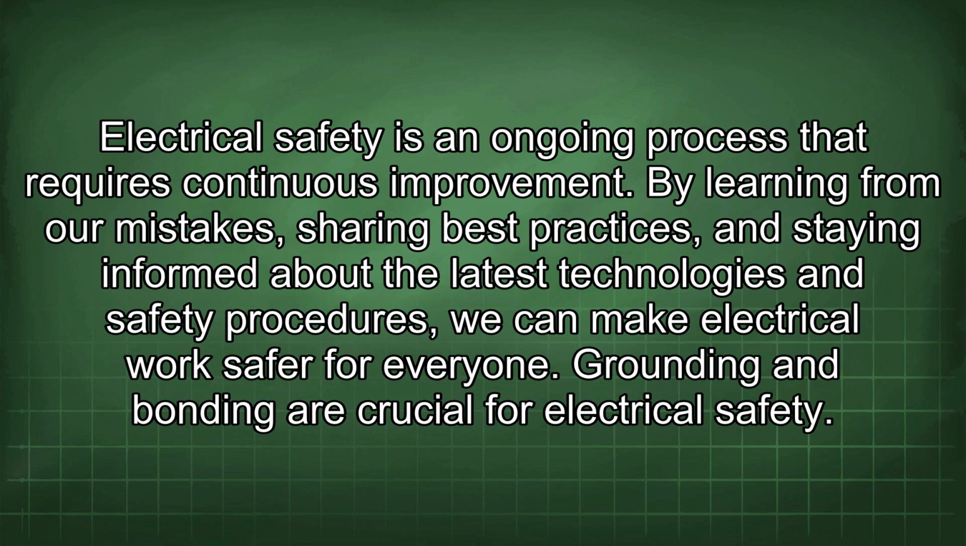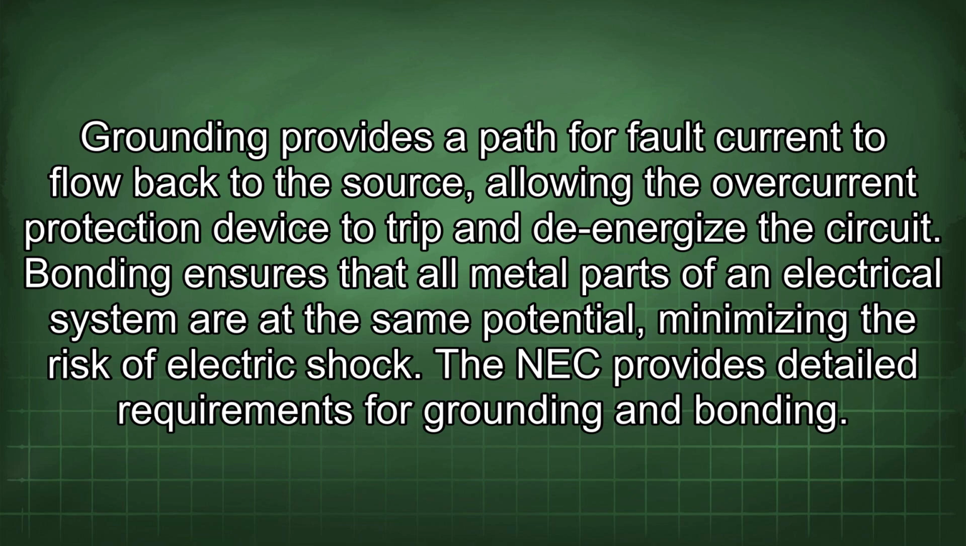Grounding and bonding are crucial for electrical safety. Grounding provides a path for fault current to flow back to the source, allowing the overcurrent protection device to trip and de-energize the circuit. Bonding ensures that all metal parts of an electrical system are at the same potential, minimizing the risk of electric shock. The NEC provides detailed requirements for grounding and bonding.